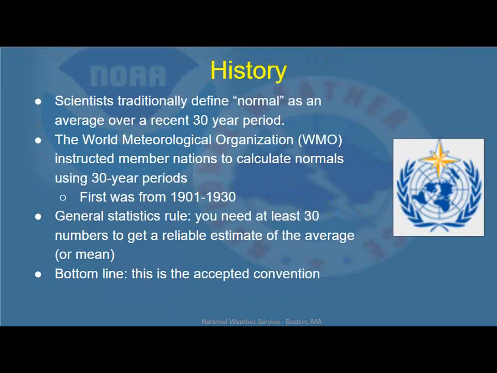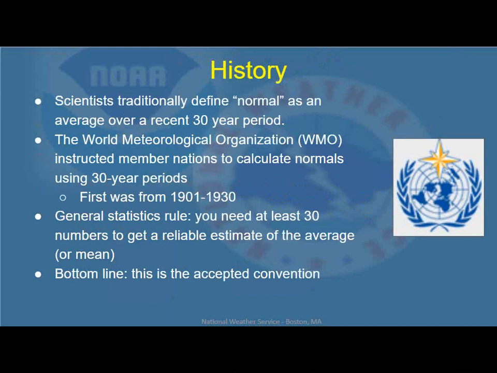So just a real quick little history on how the normals were defined. It's an average over a recent 30-year period, and this happened by the World Meteorological Organization, and other member nations are instructed to calculate the normals using 30-year periods. And of course, the United States, we're a member of the World Meteorological Organization. The first normals that were calculated were from 1901 to 1930. And that was mainly because they finally had a good period of record of data and a decent enough network of data to get a representative normal.